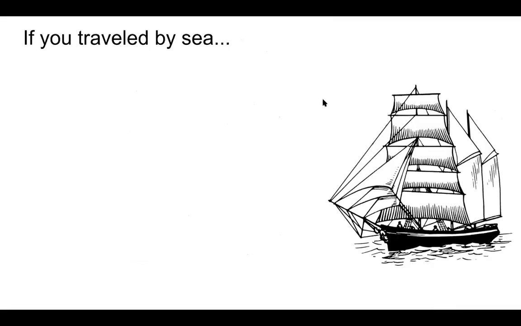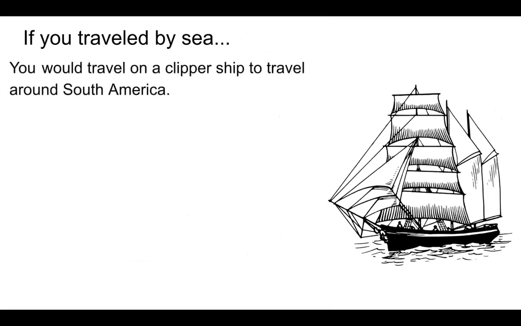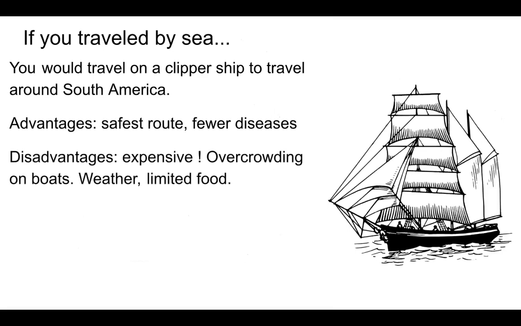So if you traveled by sea, you might travel on a ship like this. So this is called a clipper ship. So you'd be traveling around that Cape Horn of South America. So advantages here, this is the safest route. You're going to have fewer diseases that you would be susceptible to on board, but there's a lot of disadvantages here too. It's very expensive. It would cost hundreds of dollars for you to get a ticket on one of these ships.